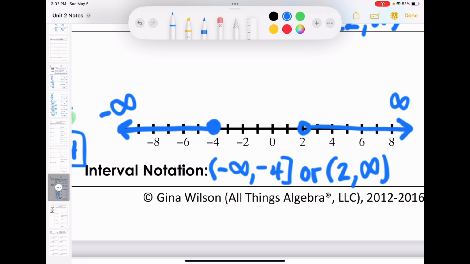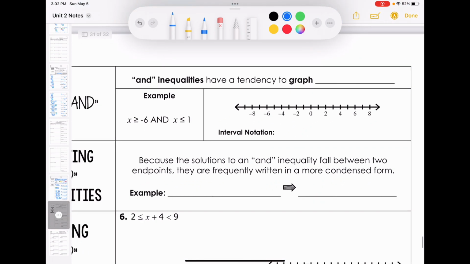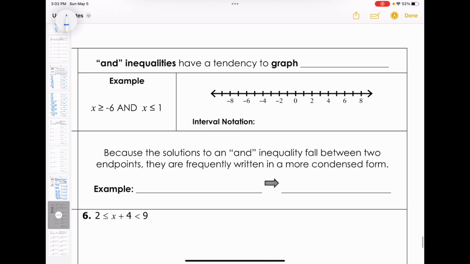All right, so that's all the examples on or inequalities. Now we're going to go to page 30, and we're going to talk about and inequalities. So and inequalities have a tendency to be graphed together. So they're actually going to be graphed on the same graph.